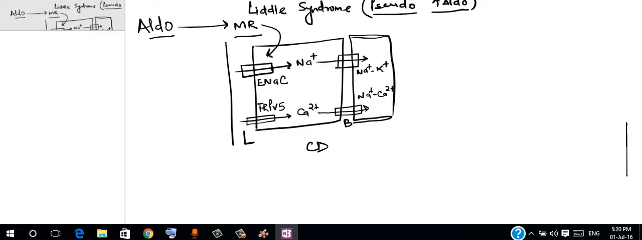Now, the reabsorption of sodium via these epithelial sodium channels does two things. It increases the excretion of potassium. So the potassium that is coming in gets transported into the lumen. So therefore, the potassium excretion is increased. And it also increases the excretion of protons. So more protons are lost.